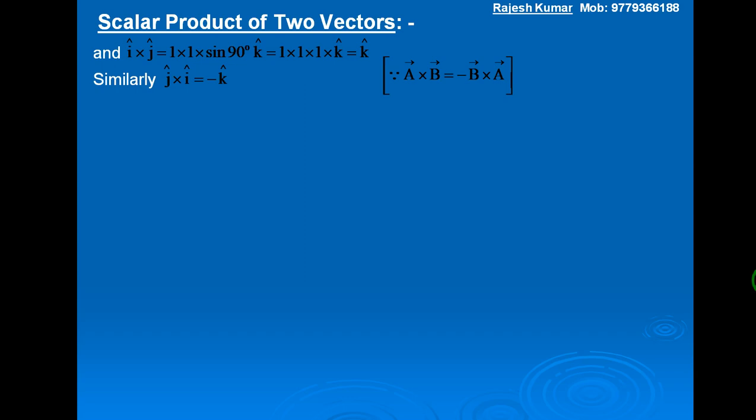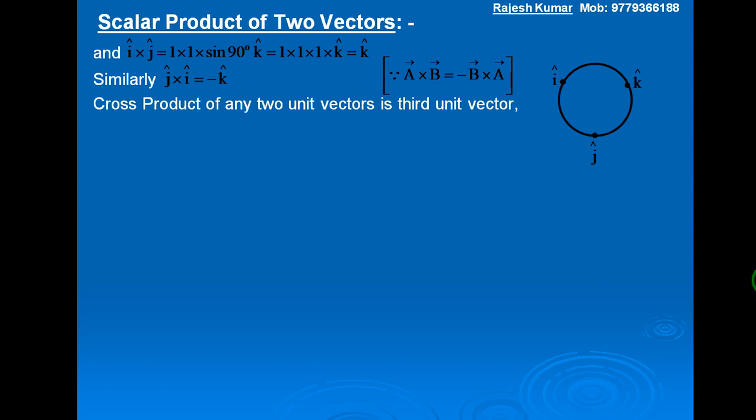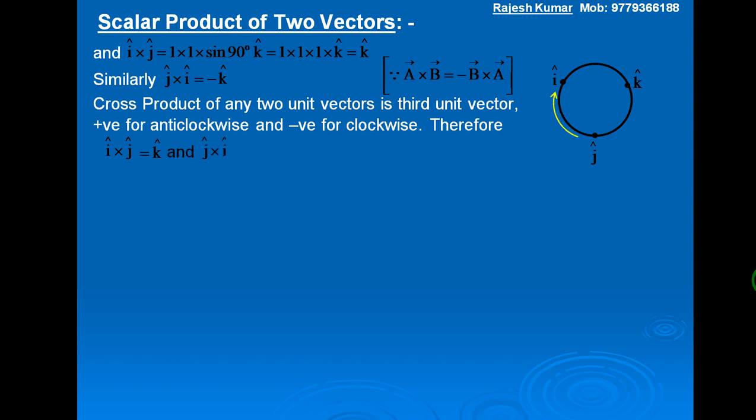Now the easy method to find their values: suppose this is a circle, and on it there are three unit vectors i cap, j cap and k cap. Cross product of any two unit vectors is equal to the third unit vector, positive for anti-clockwise direction and negative for clockwise direction. Therefore, i cap cross j cap is equal to k cap because it is anti-clockwise direction, so it will be positive, and j cap cross i cap is in the clockwise direction, so this becomes equal to minus k cap.